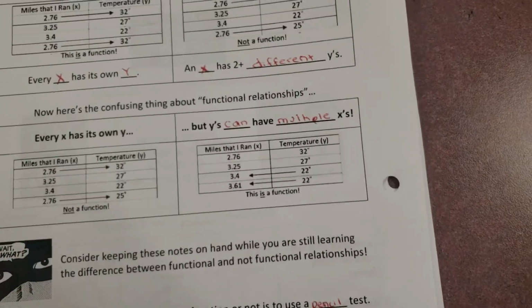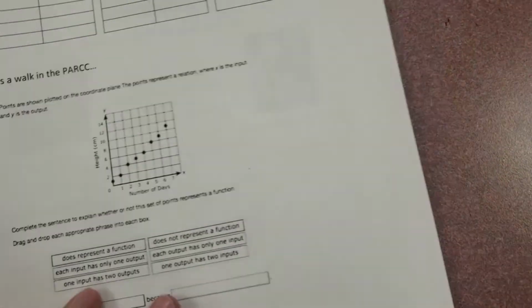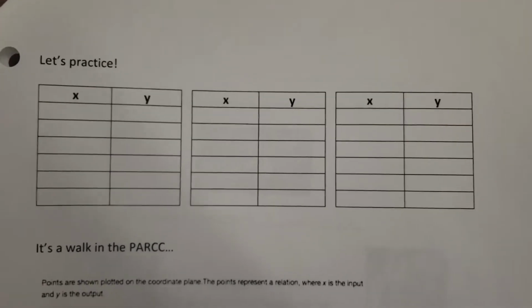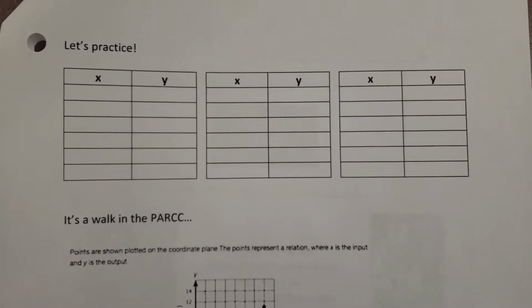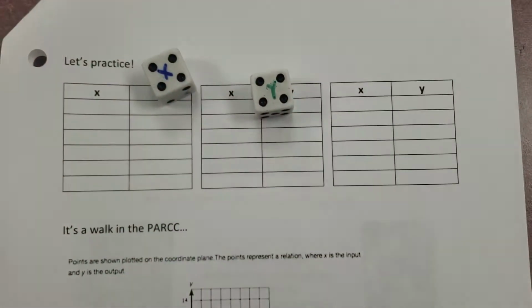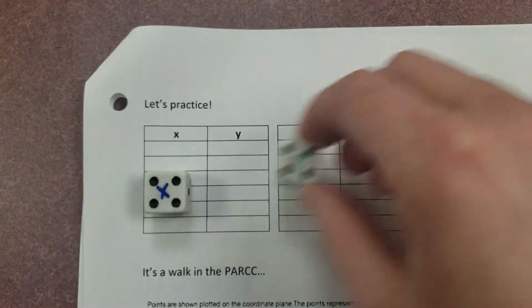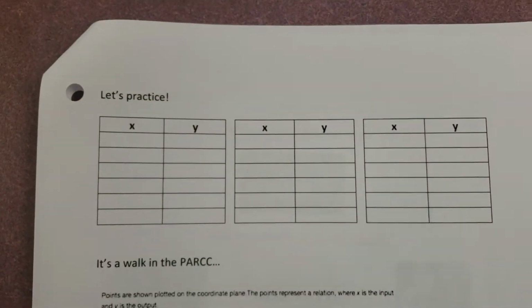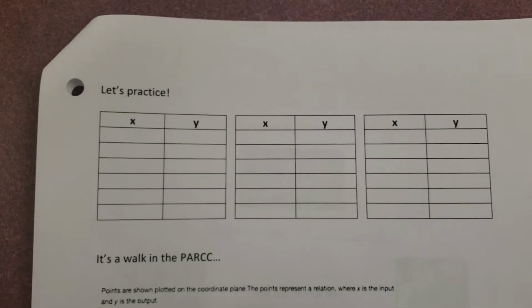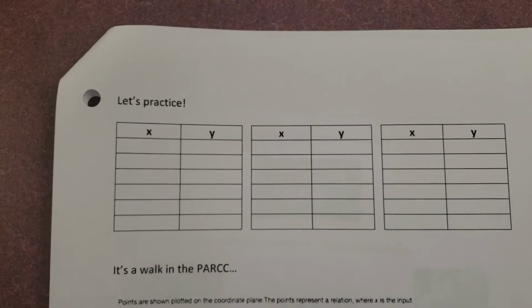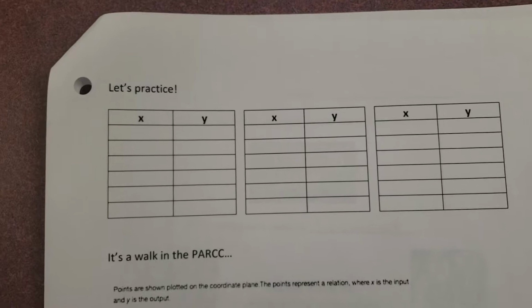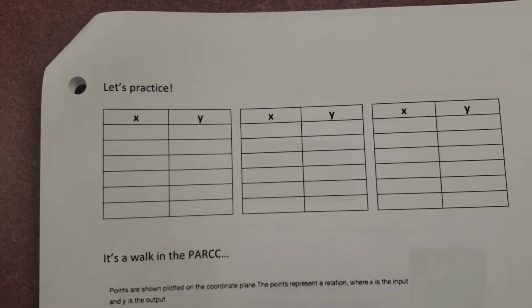So let's go to the back here and do a little practice, because this is kind of confusing. I wish I were here at school with you guys because I have a fun little game using some dice, some X and Y, where X goes with this column and Y goes with this column. I'm going to roll some dice and generate some numbers randomly, and I'd like for you to tell me if this relationship is functional or not. So let's start with our numbers.